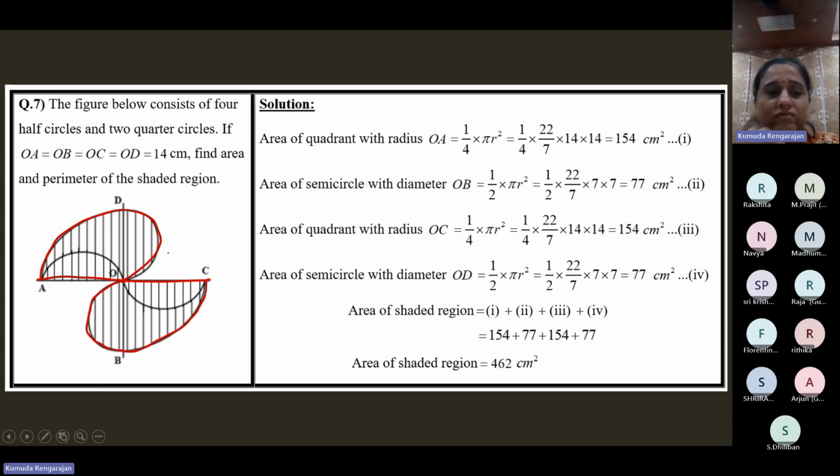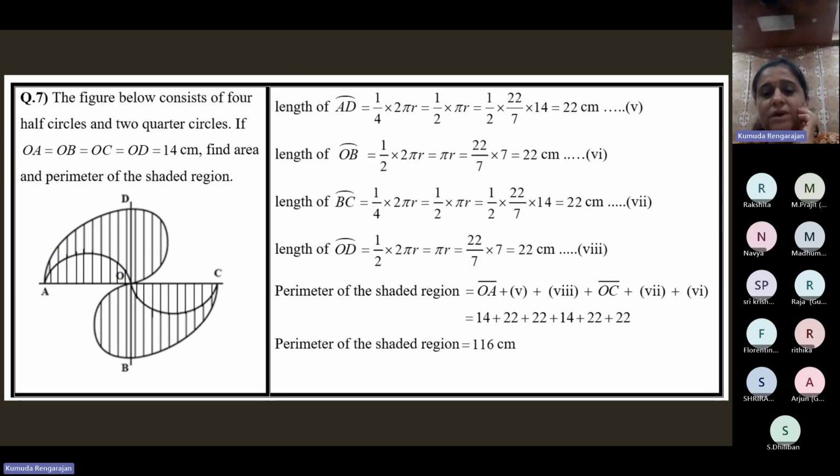So line segments, you have the length 14. Now for the arc in the quadrant, you must use 1/4 into 2 pi r, and the value of r, take it carefully. And for the half circles, you must use half into 2 pi r. Take the value of r carefully. That's all. Add all these to get the perimeter of the shaded region.